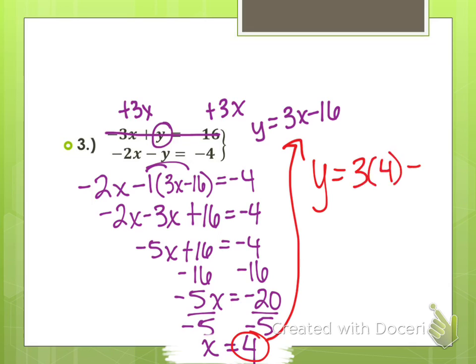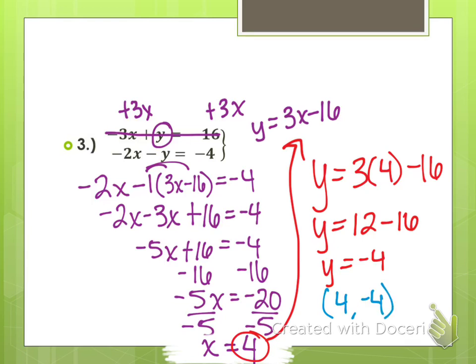So we plug it in for the x. 3 times 4 is 12. 12 minus 16 is -4. The very last thing I have to do is write my answer as an ordered pair. What will that be? 4, -4. So x, comma, y. Questions about example 3?